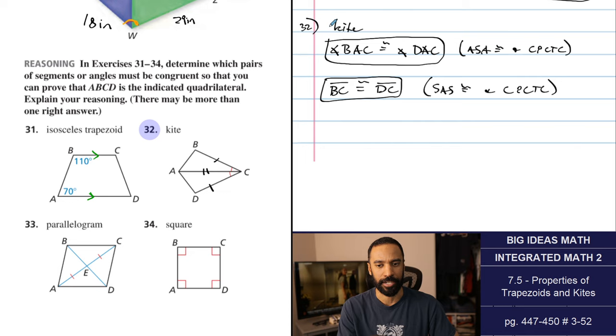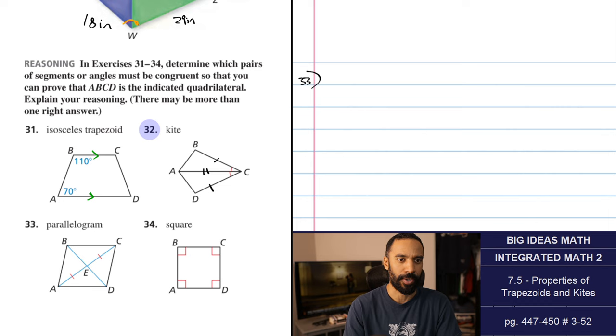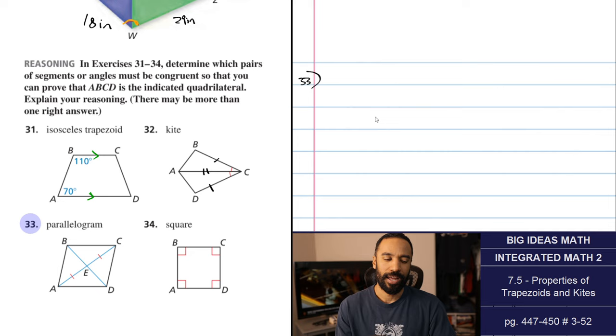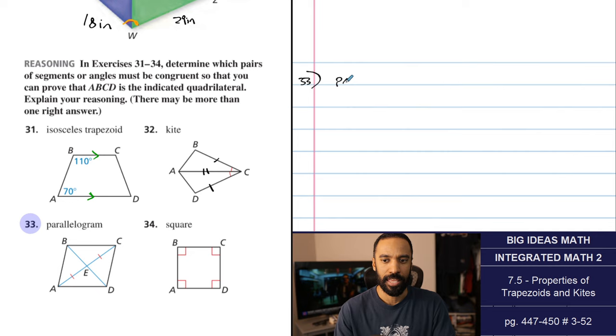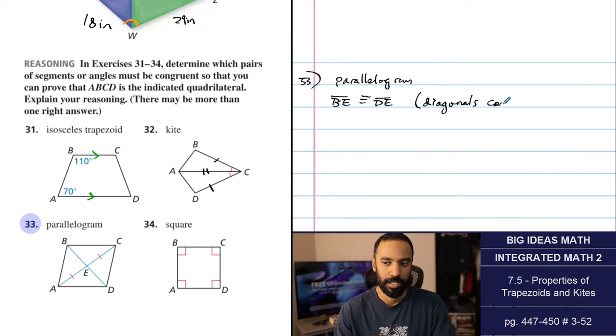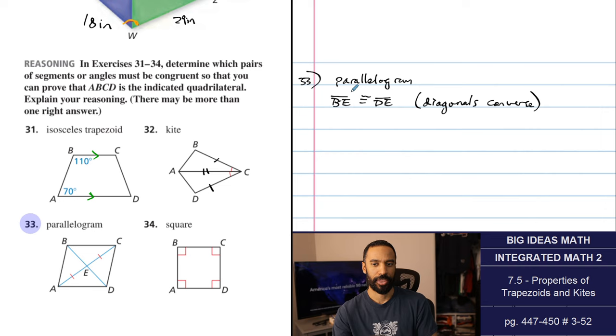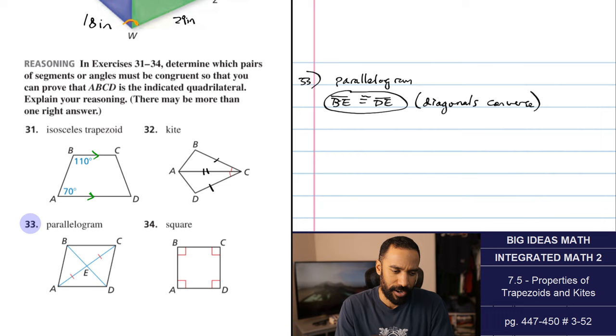All right, number 33. This is slow going for me, trying to have the right kind of conversation with you guys on it. Parallelogram. So we have one diagonal bisecting the other in this parallelogram. You know what else would be nice is to know that BE was congruent to DE, the other diagonal set. The parallelogram diagonals converse would be one thing. If the diagonals bisect each other there, I mean, guys, there's so many things.